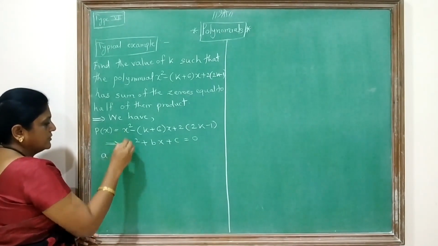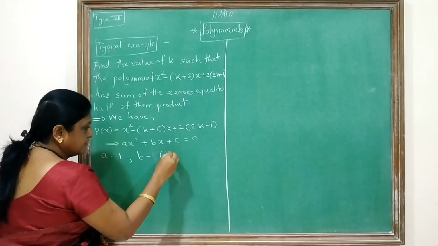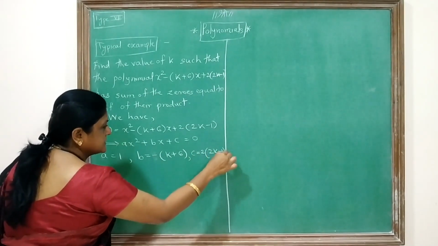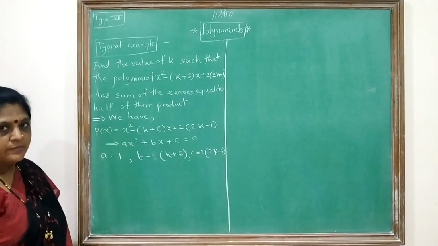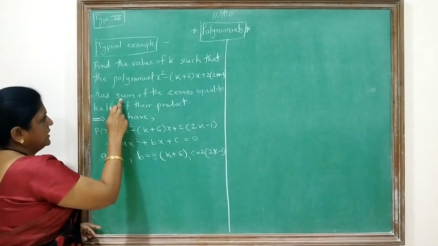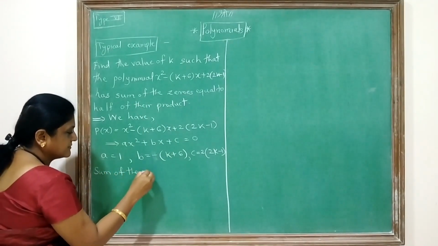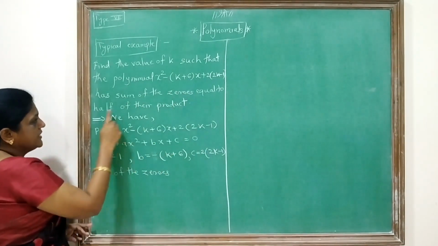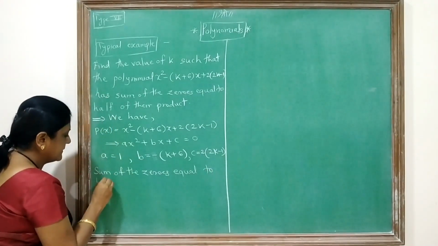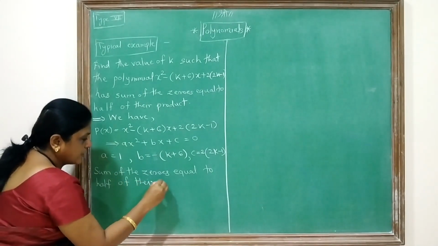Then a equal to 1, b equal to minus (k plus 6), and c equal to 2 (2k minus 1). Then your example is: the sum of the zeros equal to half of their product.